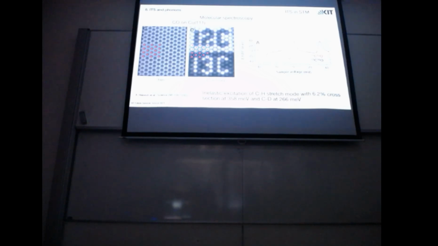And you can use lateral manipulation actually to sort this out. And you can make some images of 12 and 13 carbon and image that as some kind of image here. You see the contrast of the differential conductance for the same differential.